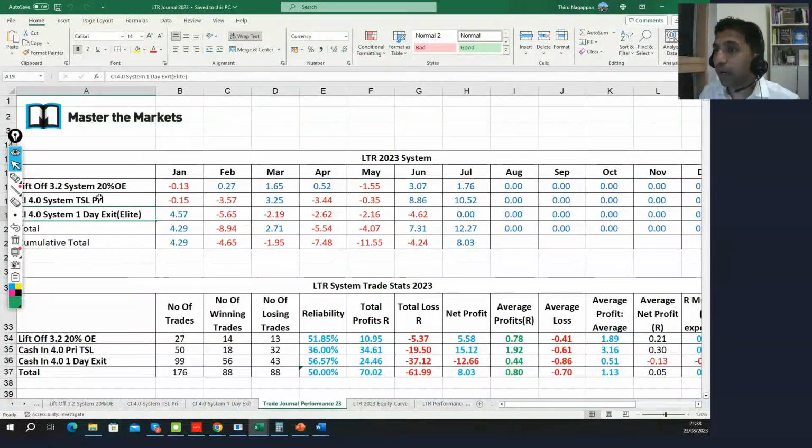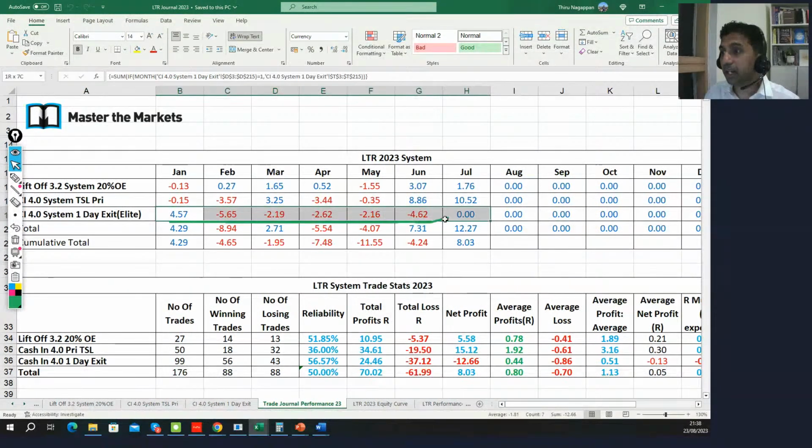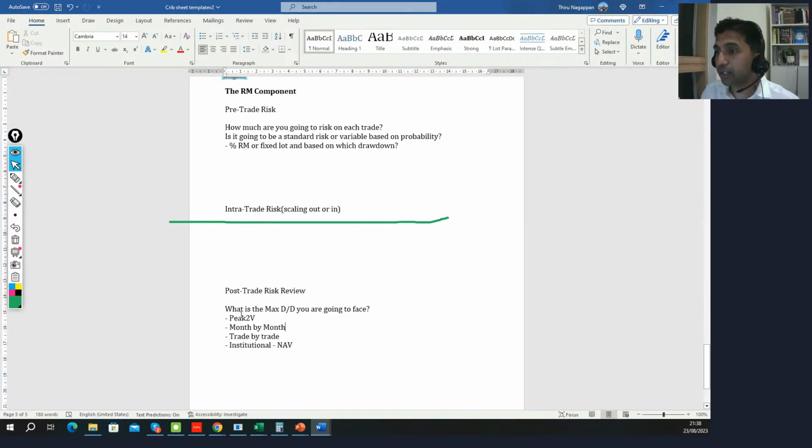Now, why did I show you this? The main thing is, if you take a look, one of the strategies, if we didn't do our reviews and know our drawdowns, it actually went more than our expected drawdown. It went more than what I talked about here in terms of the peak to valley, month by month, and all of that. It exceeded all of that, you see. So once it exceeded that, what did we do? We stopped that strategy.